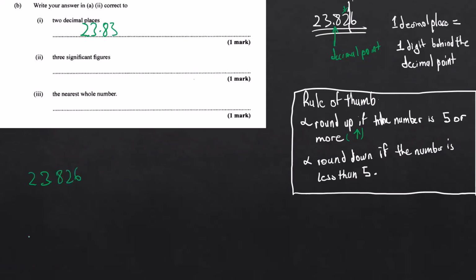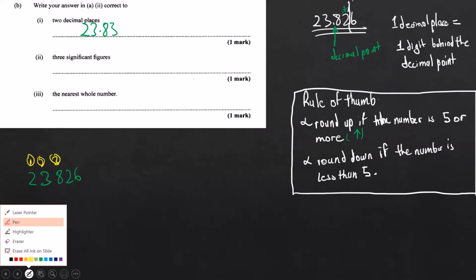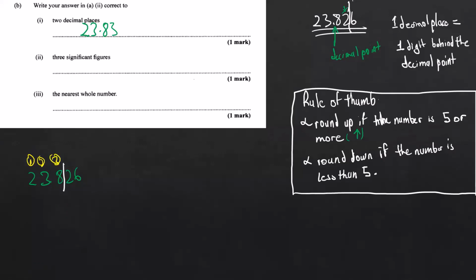So 23.826 is our value. They want us to report it to 3 significant figures. All you need to do is count significant figures from left to right, count up to 3 and stop. So 1 significant figure, 2 significant figures, 3 significant figures. We stop here. Another way they could have asked you to give the answer in 3 significant figures is if they said 1 decimal place, which means 1 digit behind the decimal point. So 3 significant figures.